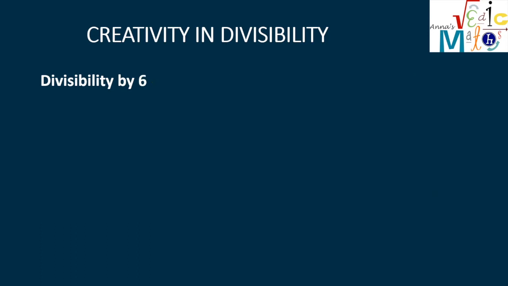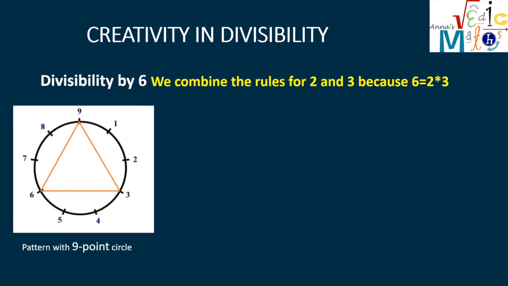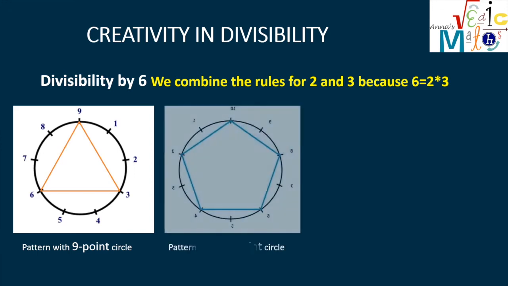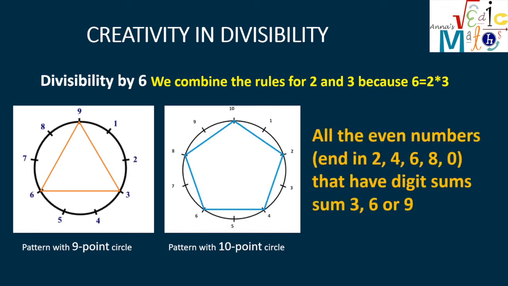Divisibility by 6. 6 is equal to 2 times 3. In this case, the numbers have to satisfy two conditions, divisibility by 2 and divisibility by 3. We report the first circle corresponding to the divisibility by 3, the 9-point circle, and the second circle, the 10-point circle, for the divisibility by 2, numbers that end in 2, 4, 6, 8, and 0. That means that the even numbers with digit sum 3, 6, 9 are divisible by 6.